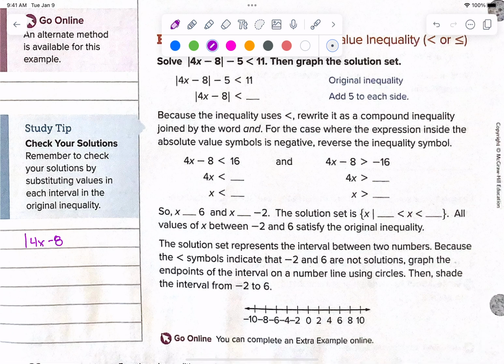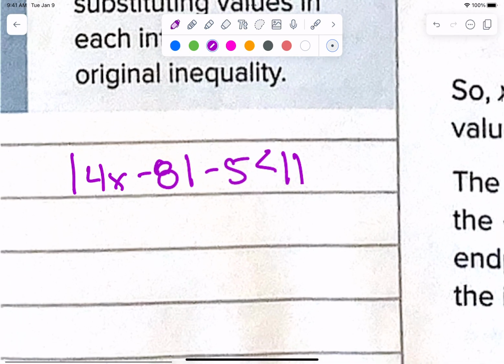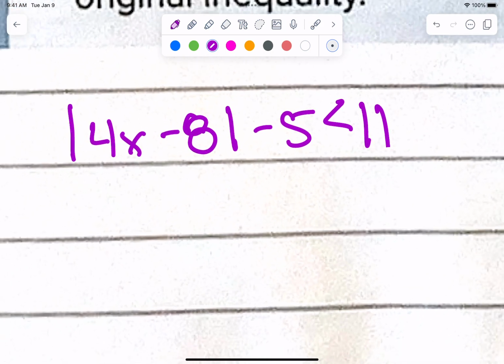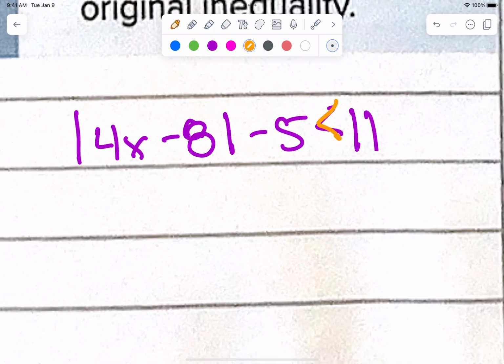Okay, I'm gonna write them over here. This is example 5. I'm putting them on the left side so that I can write my work out because I don't like their work. Okay. This one has an inequality, a less than symbol. It's not gonna change anything yet.